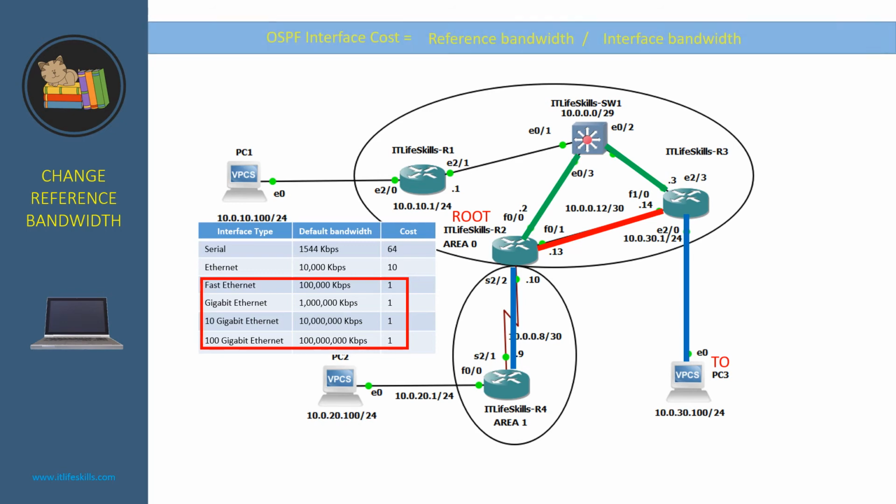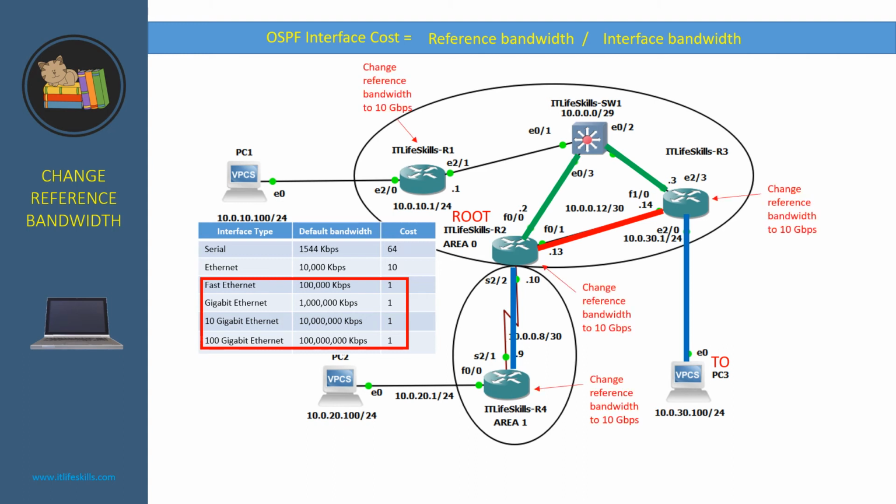And from this formula, to allow OSPF to differentiate the links faster than 100 megabits per second, we must change the reference bandwidth to a faster speed than the fastest interface bandwidth in the network to allow the room for higher speed in the future. And to ensure the cost is calculated consistently, we must change the reference bandwidth on all the routers. In this case, we need to change the reference bandwidth to 10 gigabit per second on all the routers for future growth.